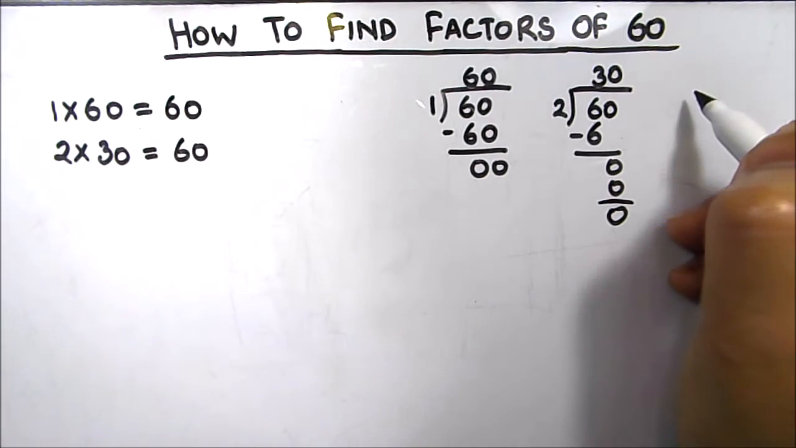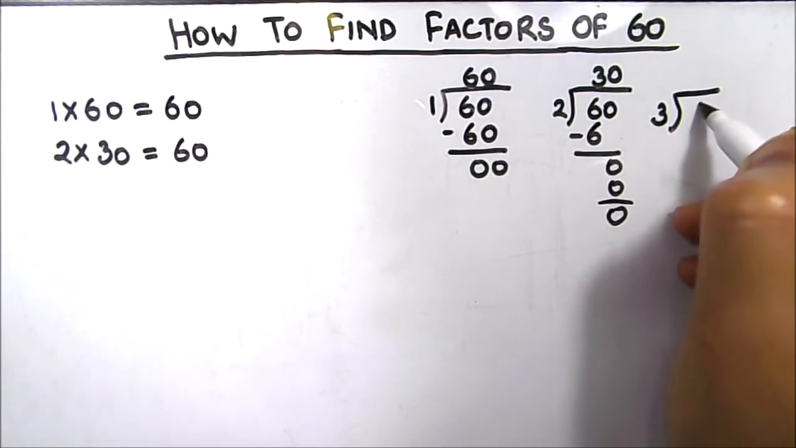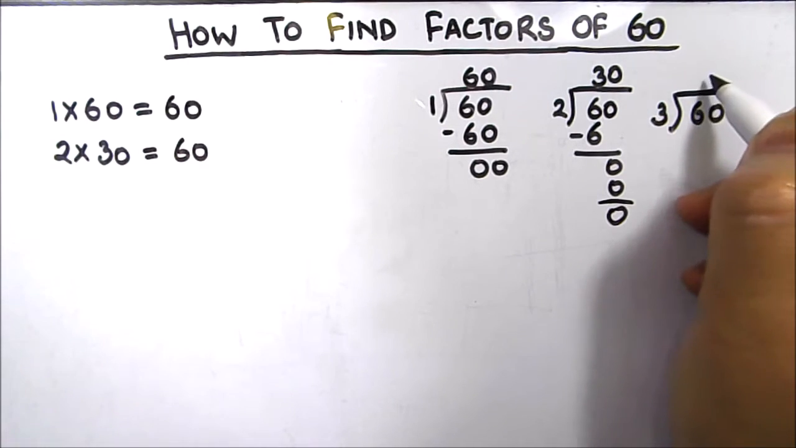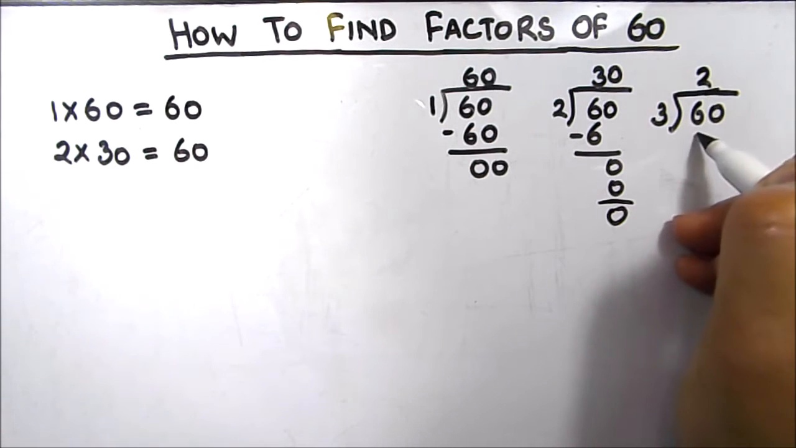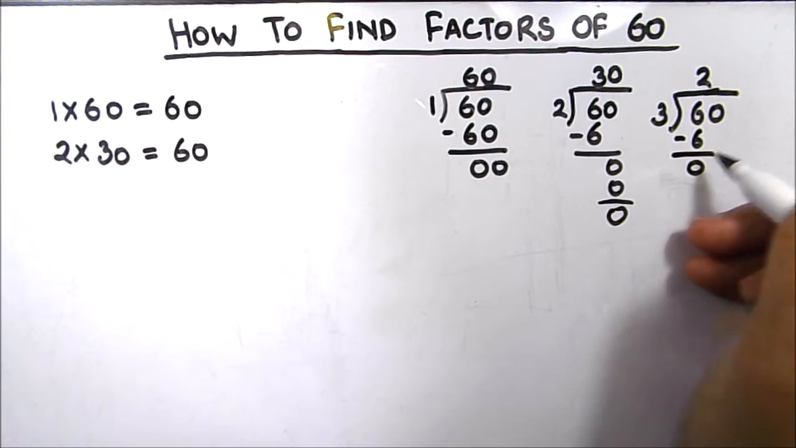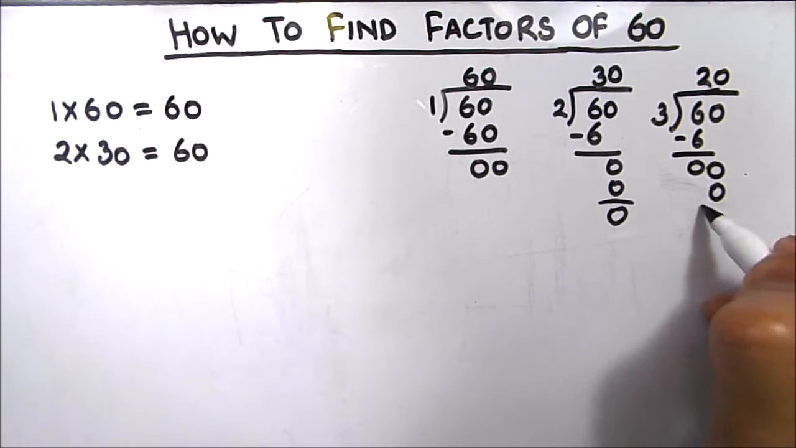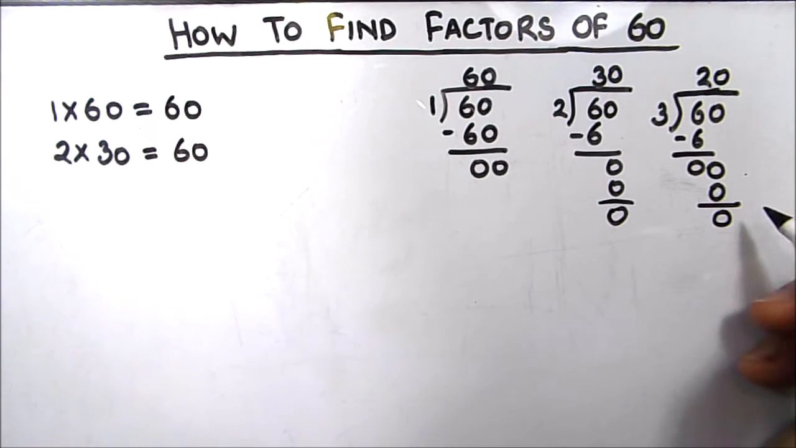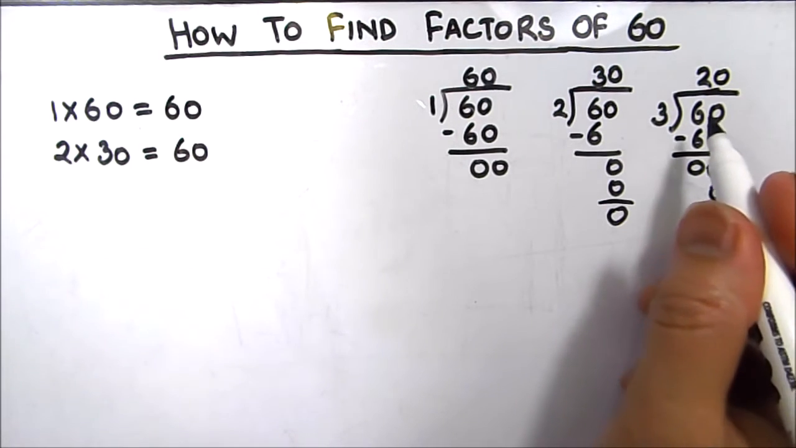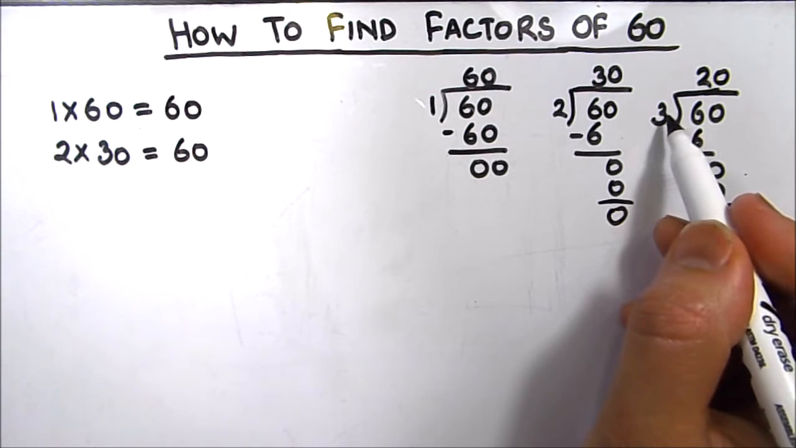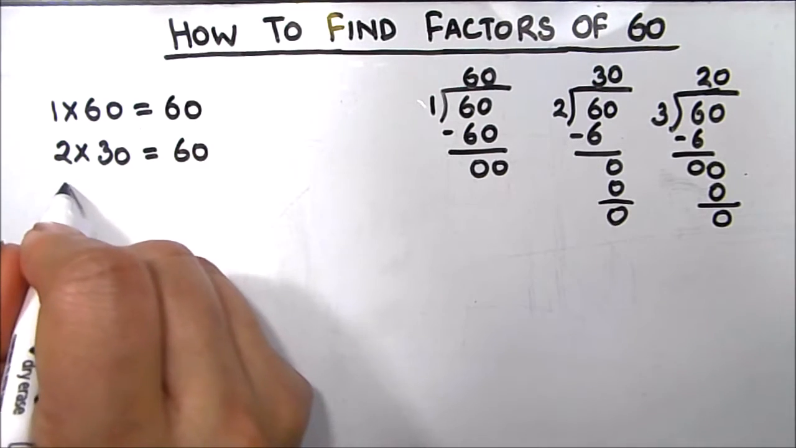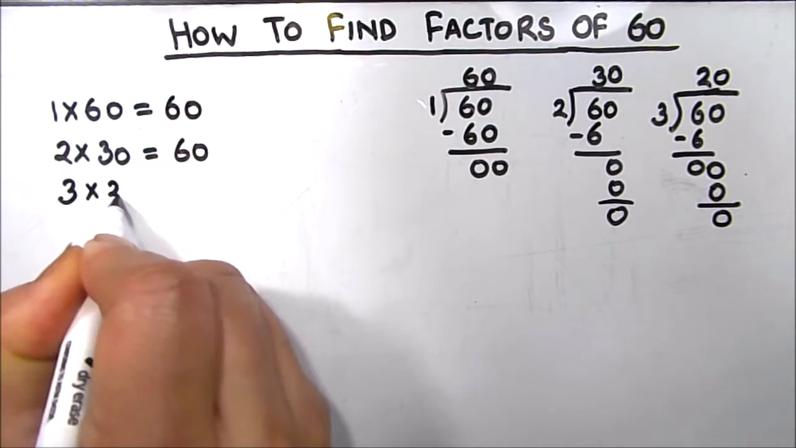Next we will divide 60 by 3. So 3 times 2 is 6 and 3 times 0 is 0. So here too we are getting 0 remainder, that means 3 is a factor of 60 and we got two factors as 3 and 20. So 3 times 20 is 60.